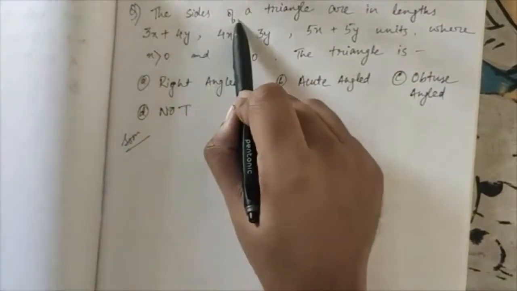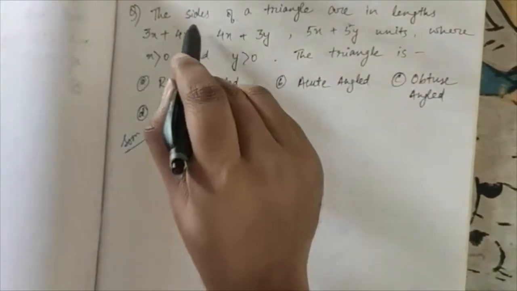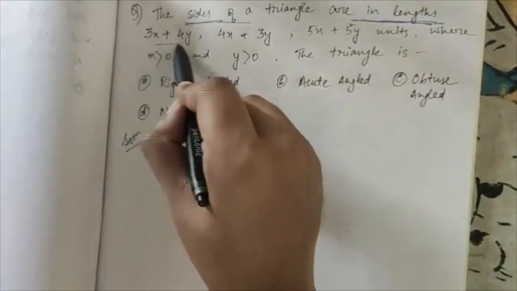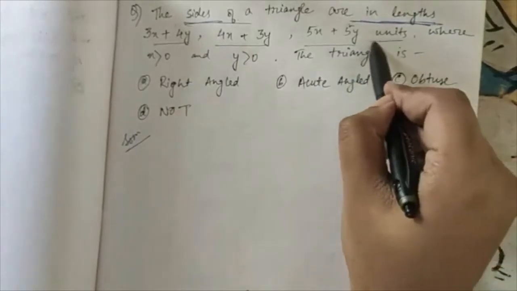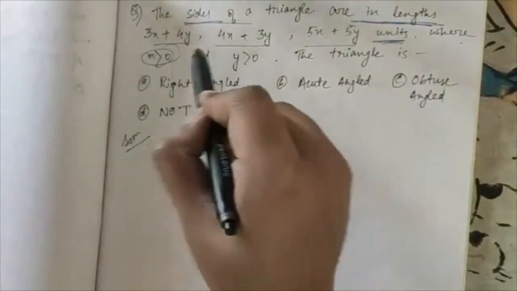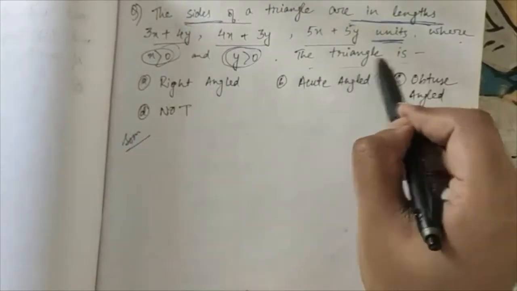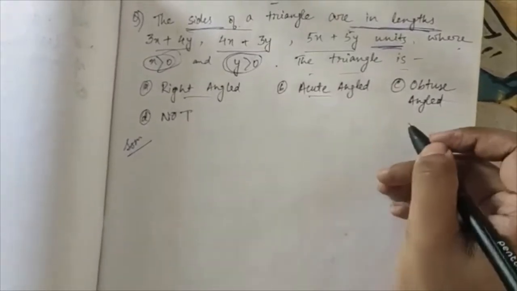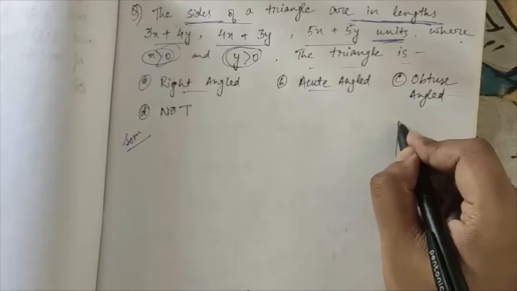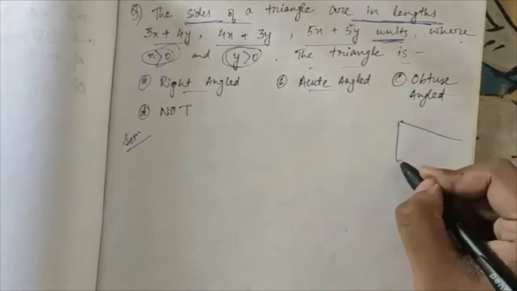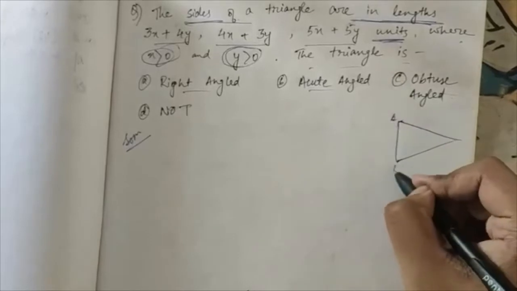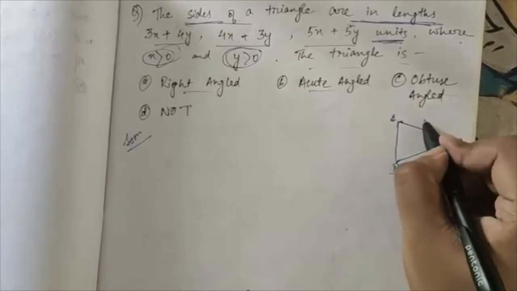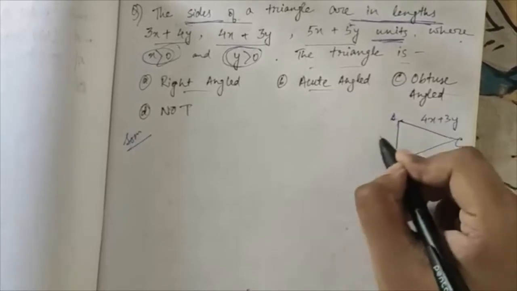The sides of a triangle have lengths 3x plus 4y, 4x plus 3y and 5x plus 5y units. These are the lengths given in units, where x is greater than 0 and y is greater than 0. Is the triangle right angle, acute angle, obtuse angle or whatever? So for solving this question, let me first draw a triangle with sides AB, BC and CA, and let's take BC as 3x plus 4y units, AC as 4x plus 3y and AB as 5x plus 5y.